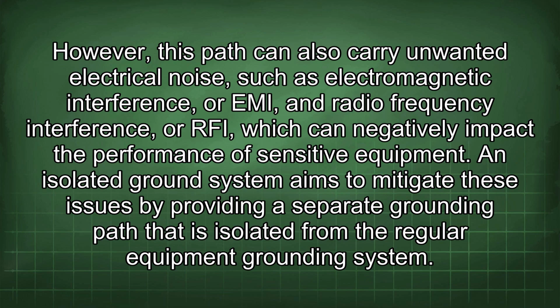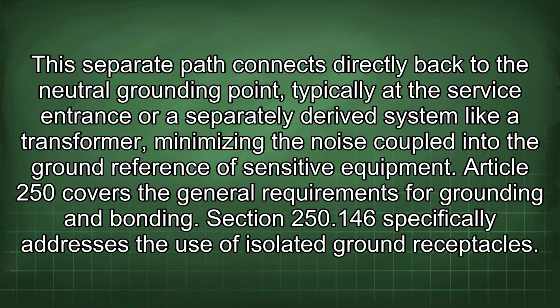An isolated ground system aims to mitigate these issues by providing a separate grounding path that is isolated from the regular equipment grounding system. This separate path connects directly back to the neutral grounding point, typically at the service entrance or a separately derived system like a transformer, minimizing the noise coupled into the ground reference of sensitive equipment.